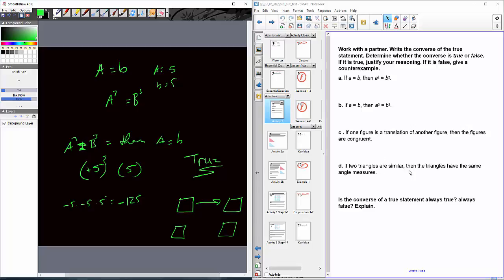If two triangles are similar, then the triangles have the same angle measurements. So if two triangles have the same angle measurements, then the triangles are similar. That's a true statement, both ways.